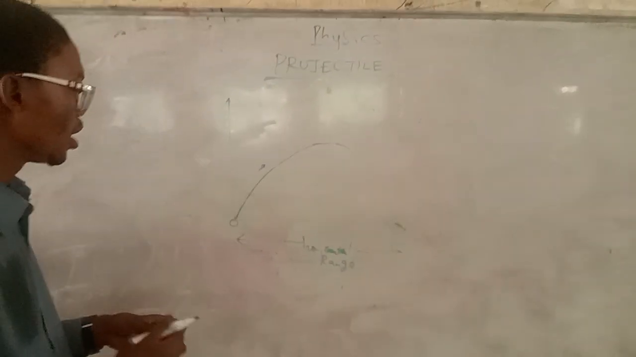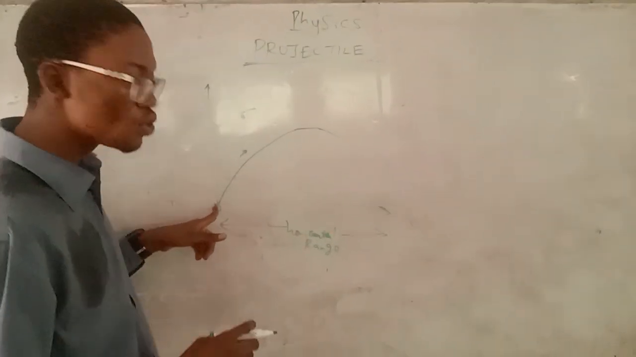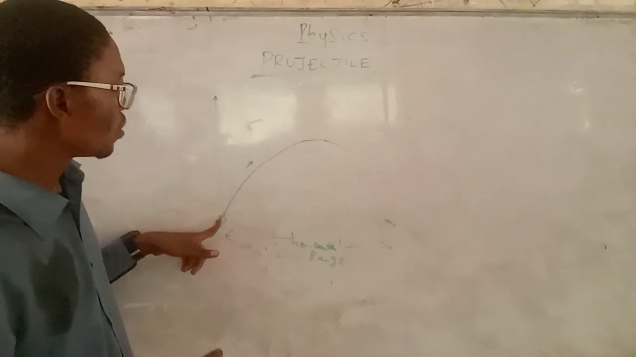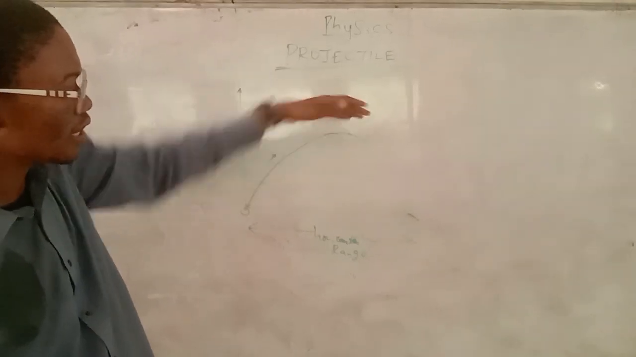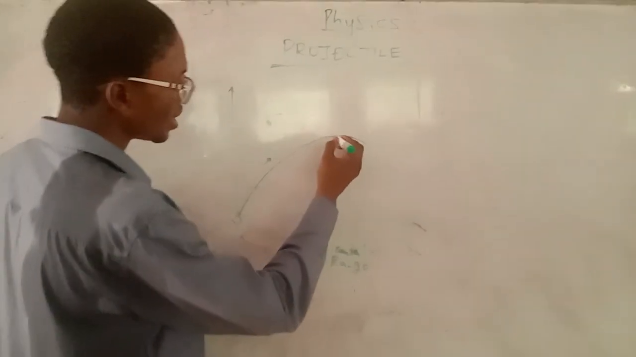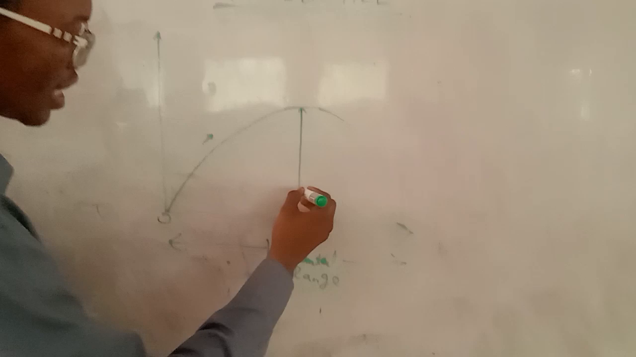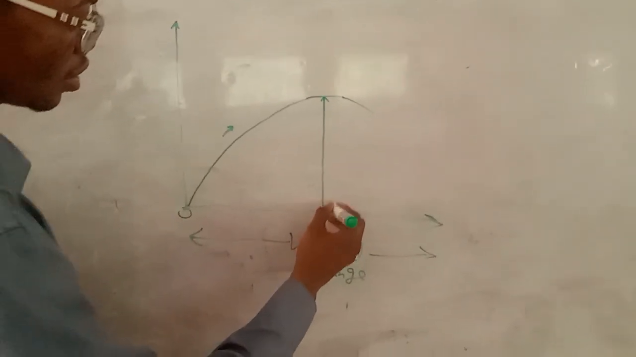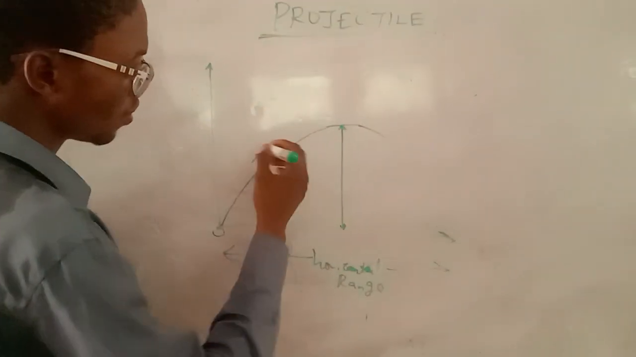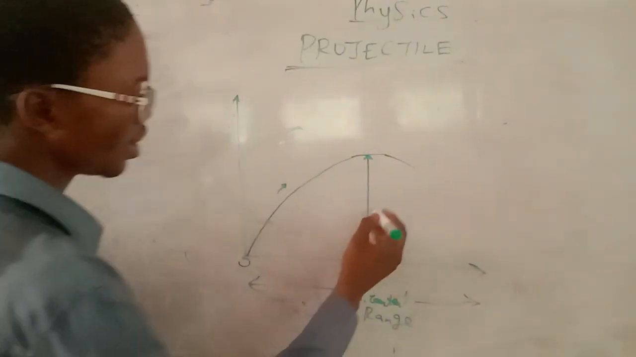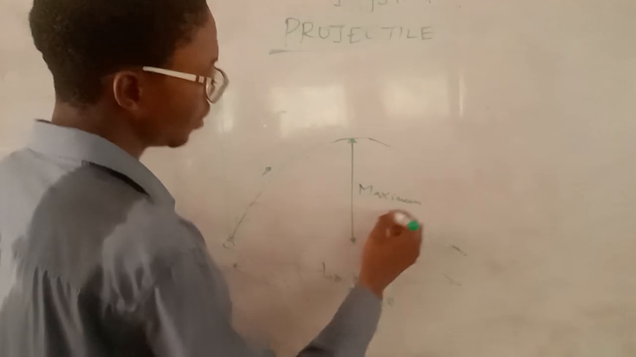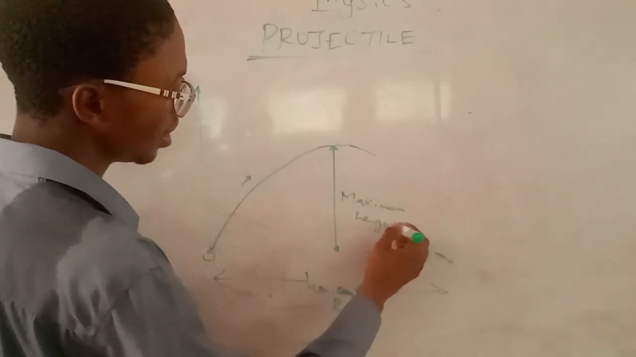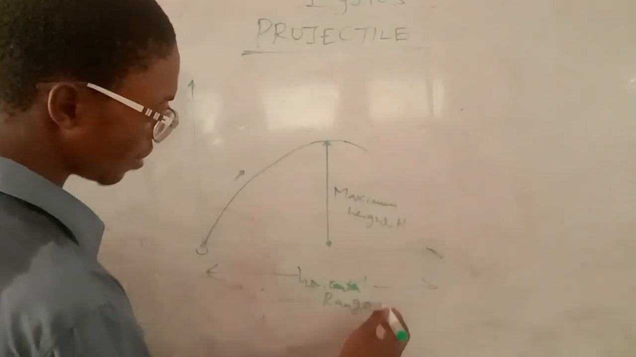Now, the point at which you throw it to the highest level it will attain is what we call the maximum height. This is the highest level which this object attains. We call that maximum height. Let's say h. Let's give the range r.